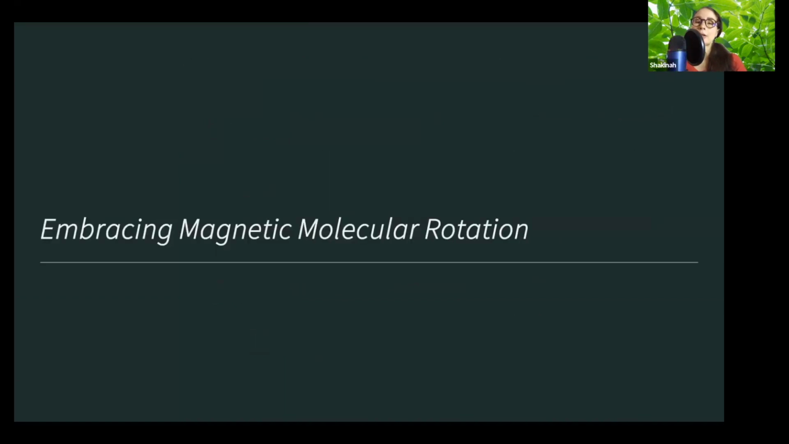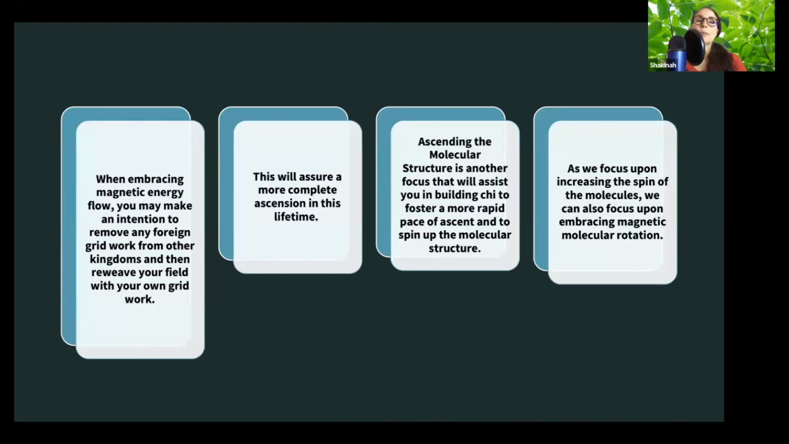Embracing magnetic molecular rotation. When embracing magnetic energy flow, you may make an intention to remove any foreign gridwork from other kingdoms and then reweave your energy field with your own gridwork. This will assure a more complete ascension in this lifetime. Ascending the molecular structure is another focus that will assist you in building chi to foster a more rapid pace of ascent and to spin up the molecular structure.